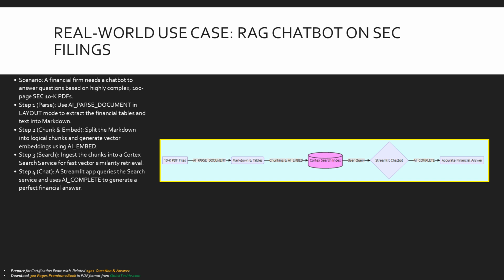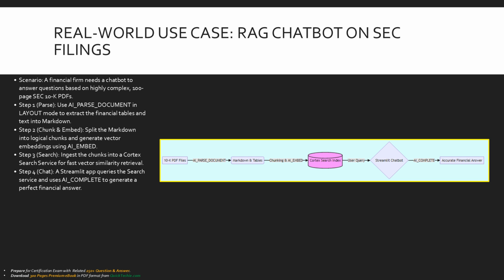Step 2, we break that markdown into chunks and generate vector embeddings using the AI embed function. Step 3, we load these chunks into a Cortex Search service, which indexes them for hybrid semantic search. Step 4, we build a Streamlit app. When a user asks, "What was Q3 revenue?" the app searches the chunks, finds the exact markdown table, and passes it to AI Complete. The LLM reads the perfectly formatted table and gives a flawless, hallucination-free answer.